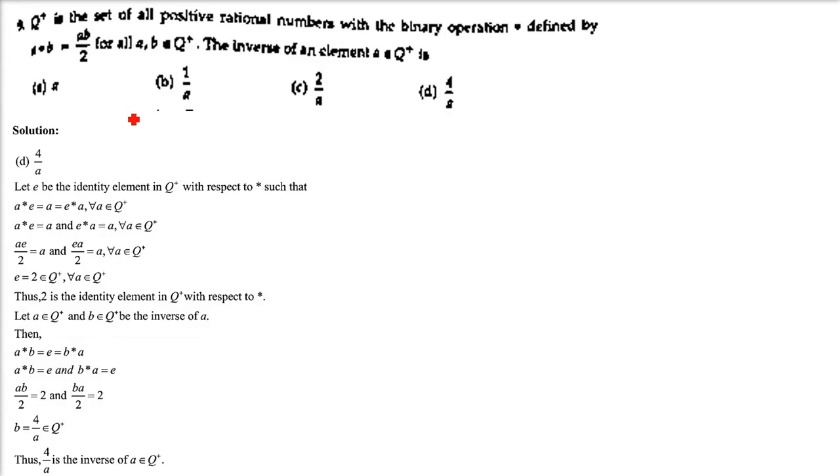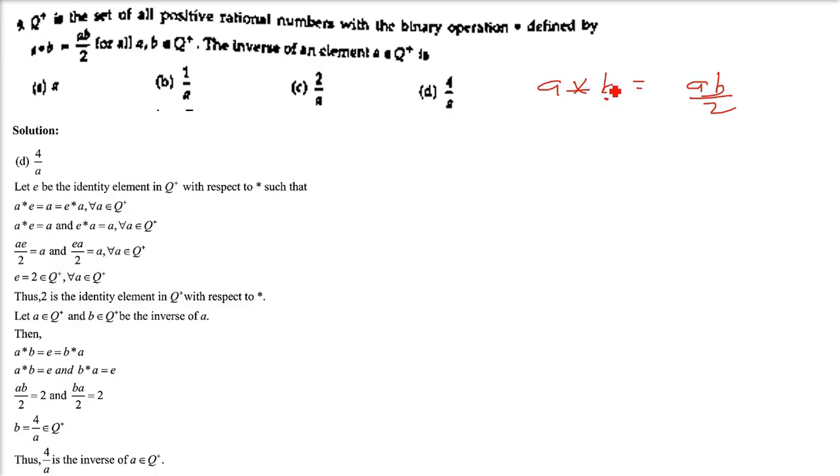Question number 9. Q plus is the set of all positive rational numbers with the binary operation star defined by A star B equals AB by 2 for all A and B belonging to Q plus. The inverse of an element A belonging to Q plus. Basically, we have to find out the identity element, because the operation is given as A star B is equal to A multiplied by B by 2.